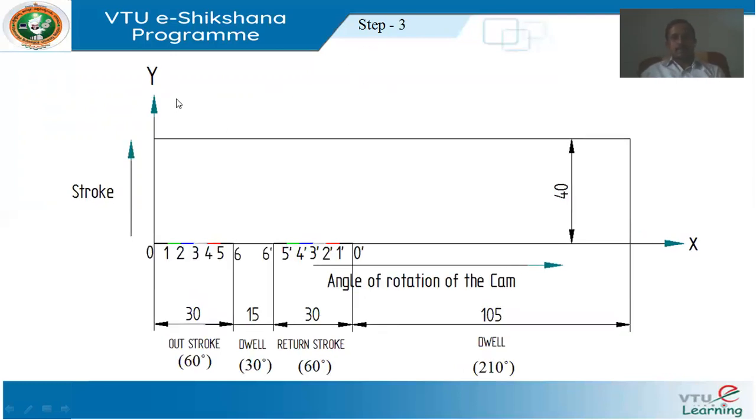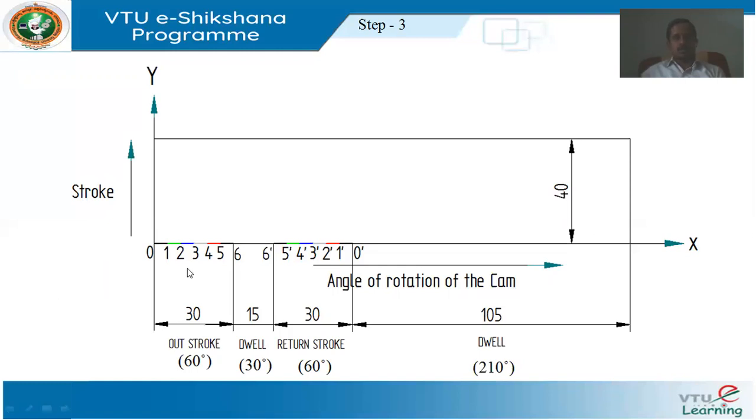Step 3. According to the displacement diagram procedure, we should select the outstroke distance and return stroke distance. We need to divide these into any even number of equal parts, say 4, 6, 8, 10. The choice is yours. Here I will take that even number as 6.